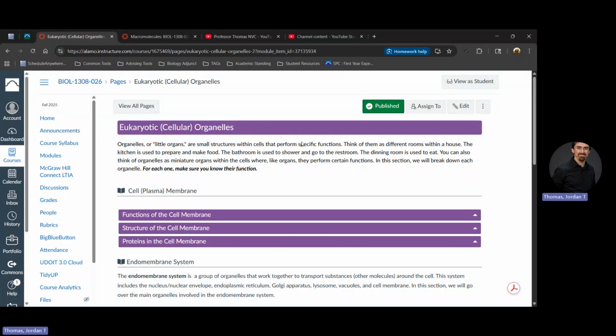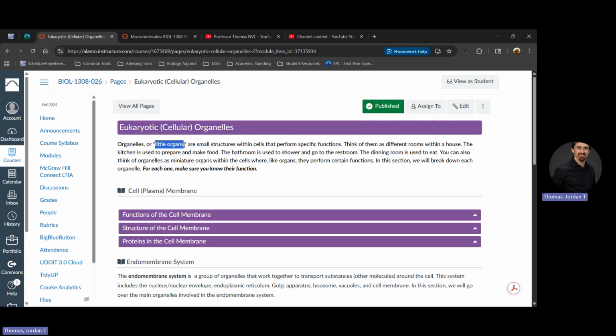Hello, welcome back. So, last section we talked about prokaryotes and eukaryotes. Now we're going to talk about eukaryotic organelles, or cellular organelles. I briefly mentioned what organelles are in the last section, but we're going to dive into them and look at all the different organelles. So, before we get to organelles, let's talk about what organelles are.